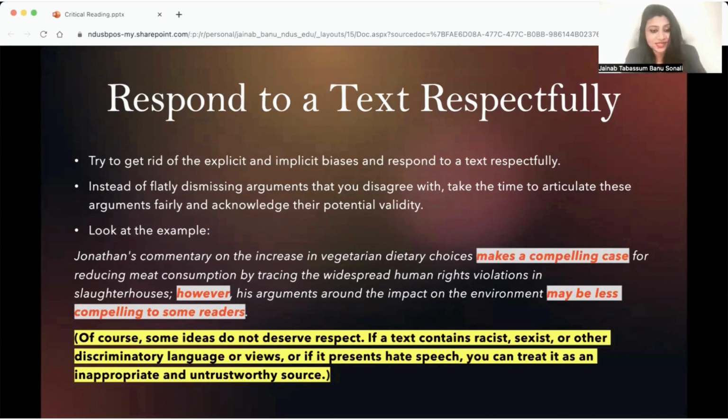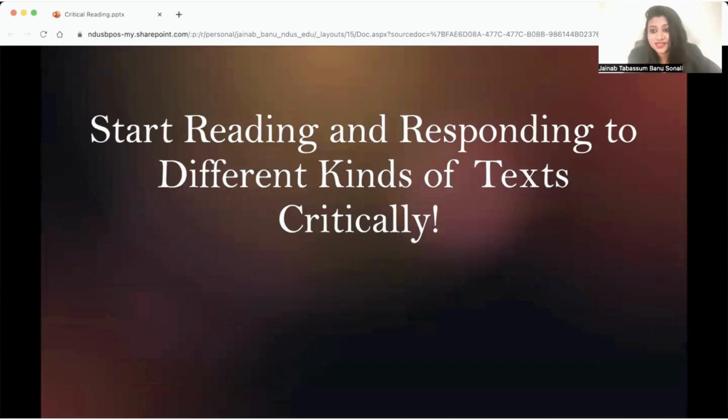But of course, as you can see in the highlighted version, some ideas do not deserve respect at all. If a text contains racist, sexist, or other discriminatory language or views, or if it presents hate speech, you can treat it as an inappropriate and untrustworthy source. You can just dismiss it right away. So we are not going to conform to any hatred or any hate speech. That is very important for us. For us means for us as researchers. So acknowledge that fact. Now I would request you to start reading and responding to different kinds of text critically.